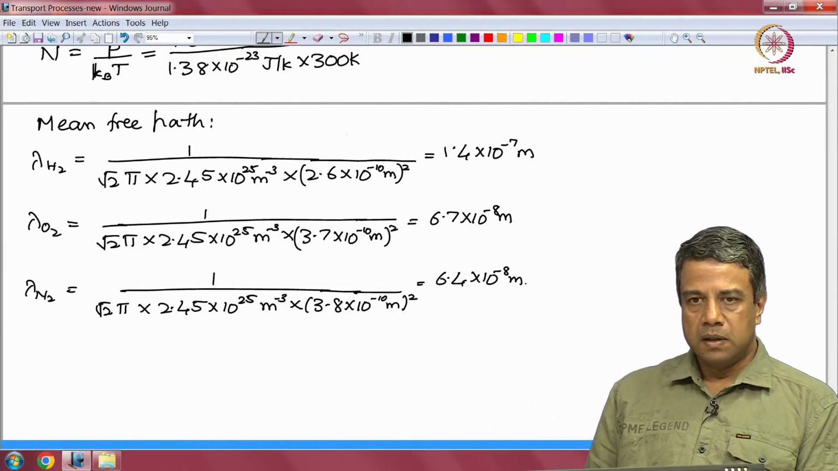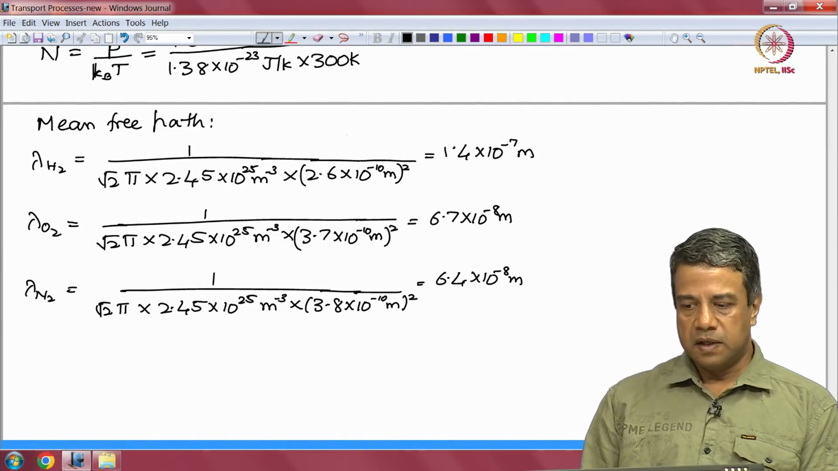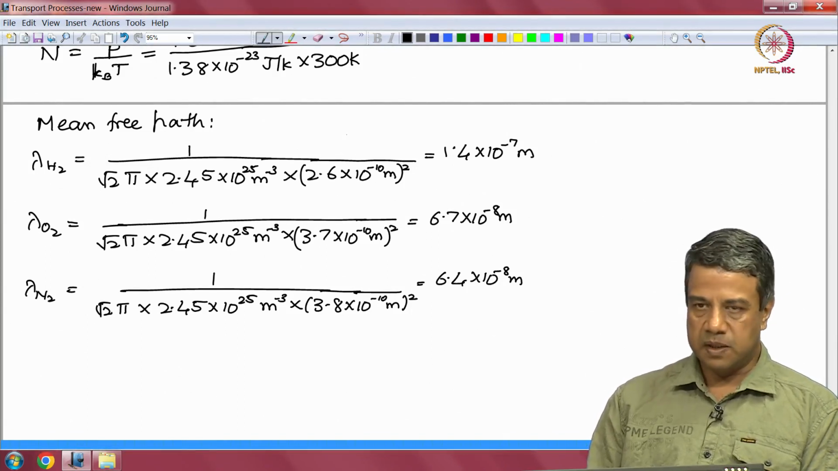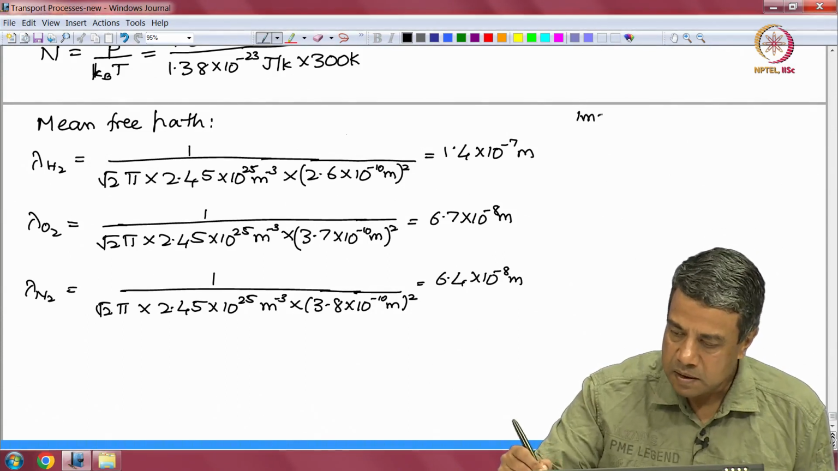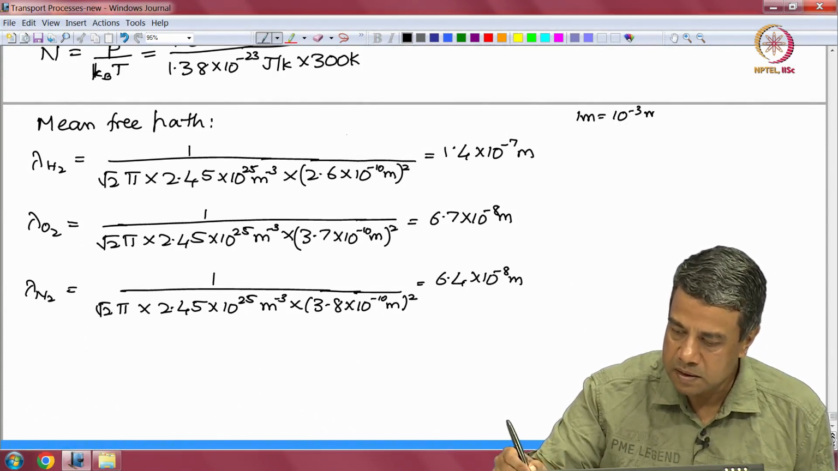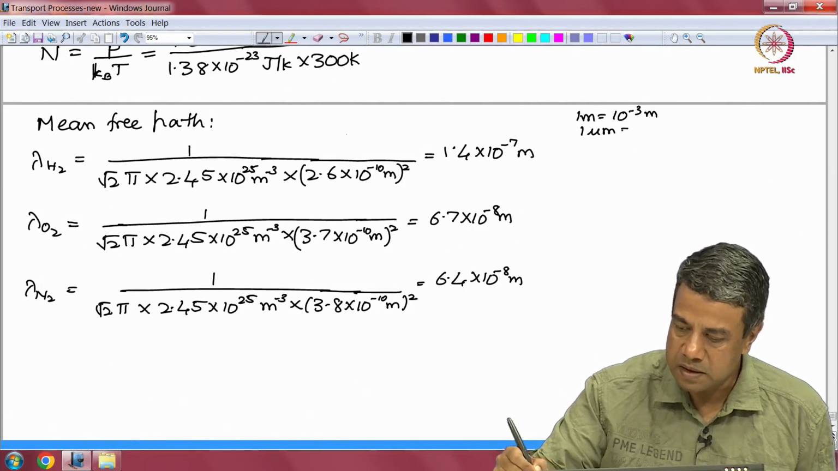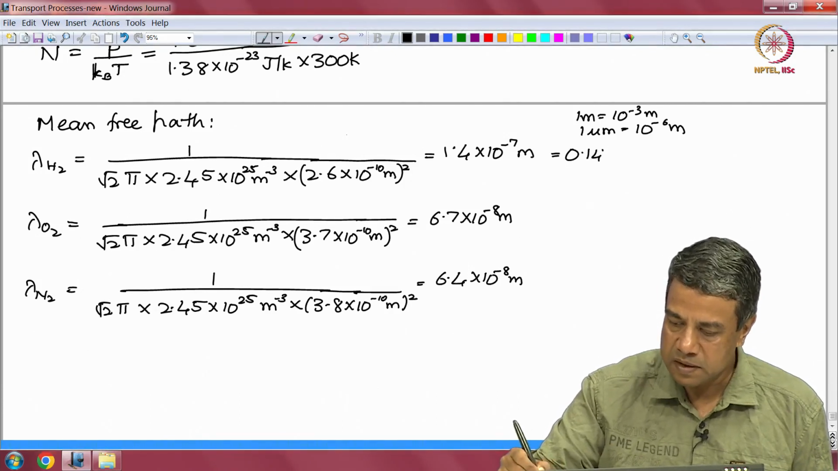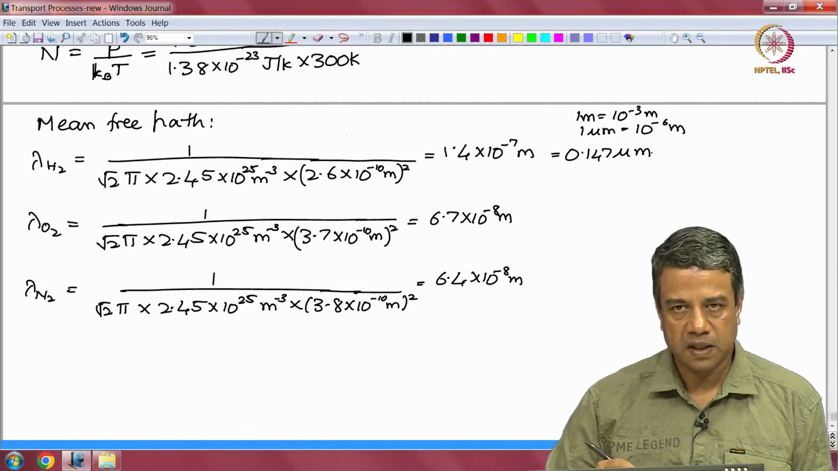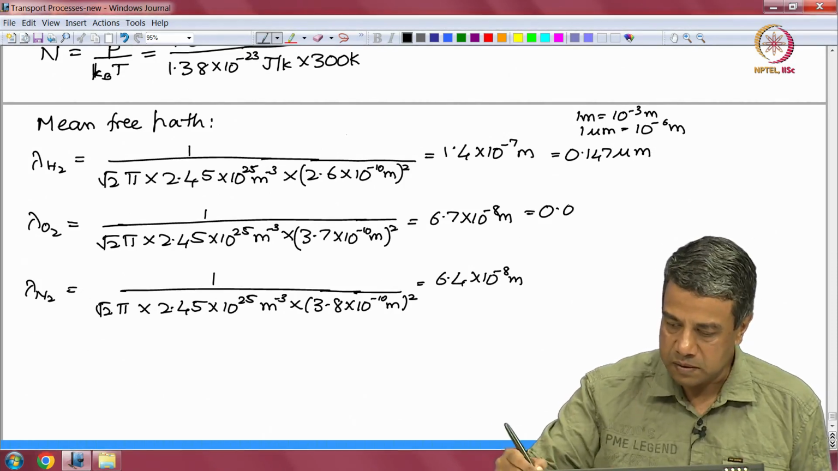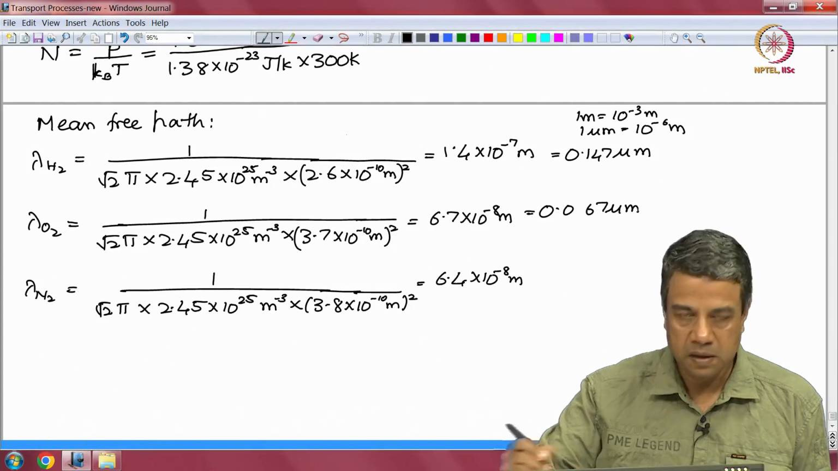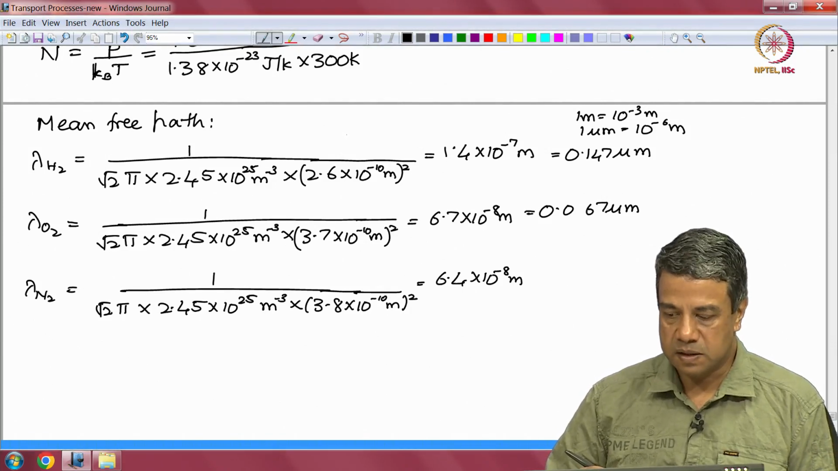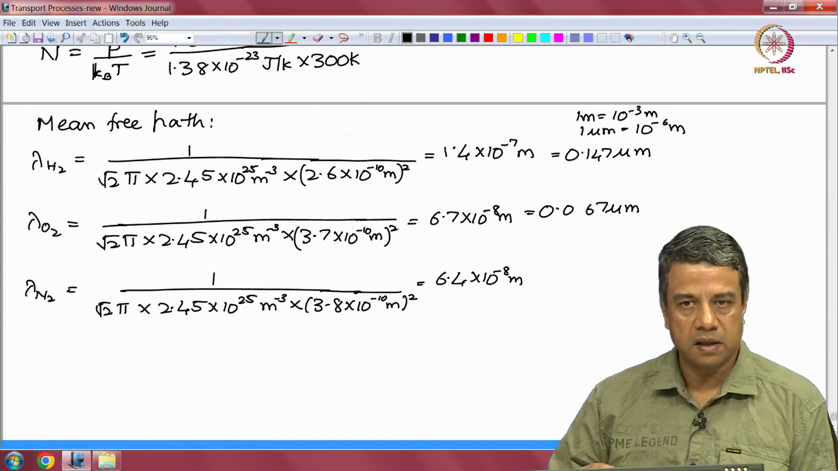So, to put this in perspective, 10 power minus 6 meters is a micron. 10 power minus 3 meters is 1 millimeter, and 1 micrometer is equal to 10 power minus 6 meters. So, this is equal to 0.147 micrometers, and this is equal to 0.067 micrometers. 10 power minus 9 is a nanometer. So, these are approximately 67 and 140 nanometers.